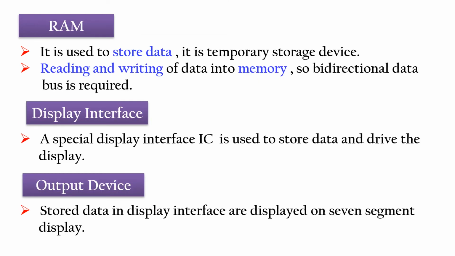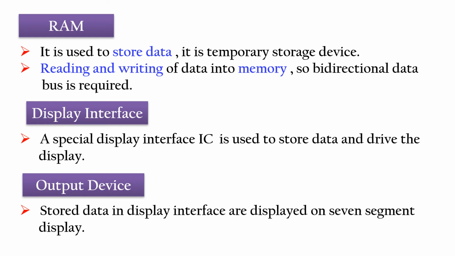The data memory, that is RAM. Already we are studying in 11th that the contents are lost without power supply. It is volatile memory used to store data temporarily. We have seen there are two types of RAM available, that is static RAM and dynamic RAM, just for your information. Here it is used to store the data. It is a temporary storage device. For reading and writing of data into memory, a bidirectional bus is required. We have seen in the diagram, we have shown a bidirectional arrow.